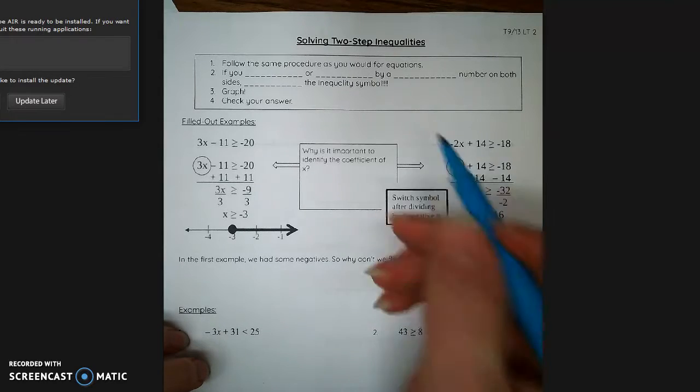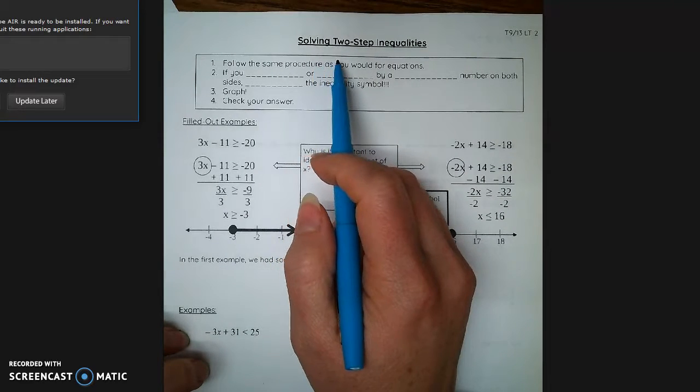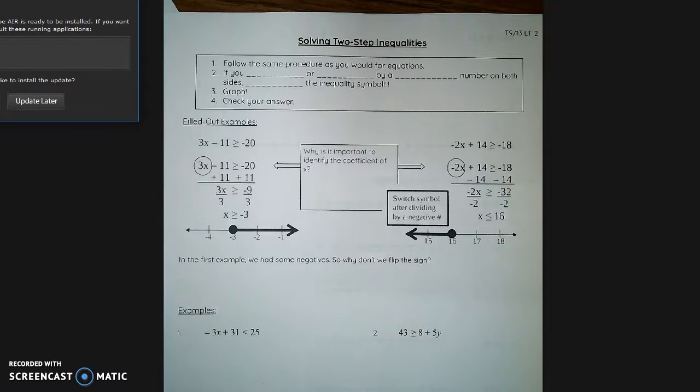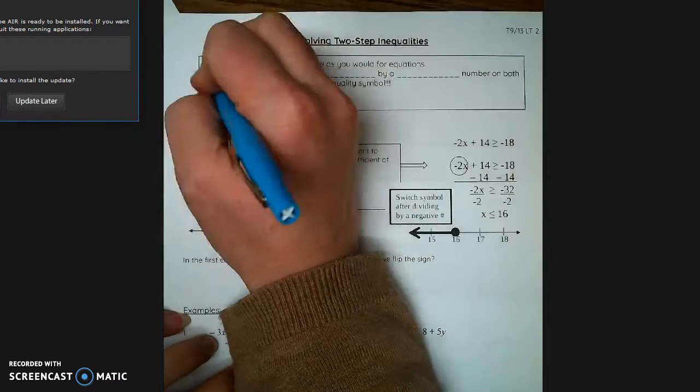All right, we're going to be working with solving two-step inequalities today, and we're going to be following the same procedures as we did when we solved two-step equations. So those same steps where we have to add or subtract first, then multiply or divide to finish out. The big difference is going to be right here.